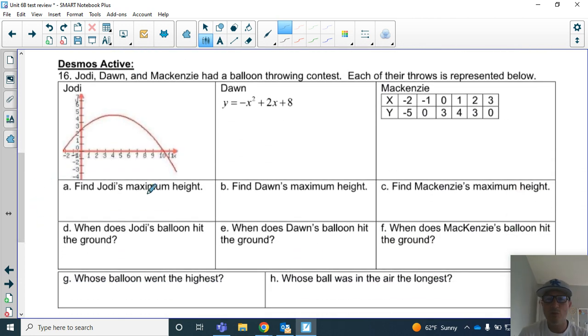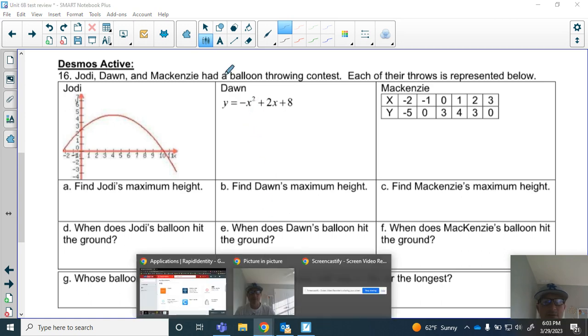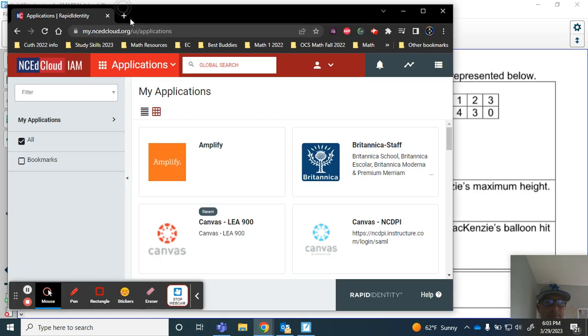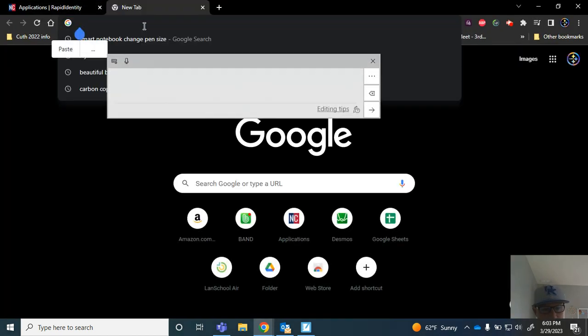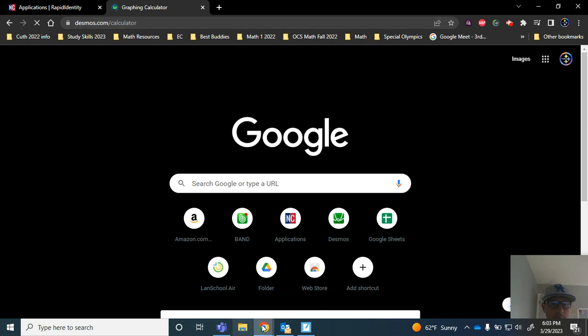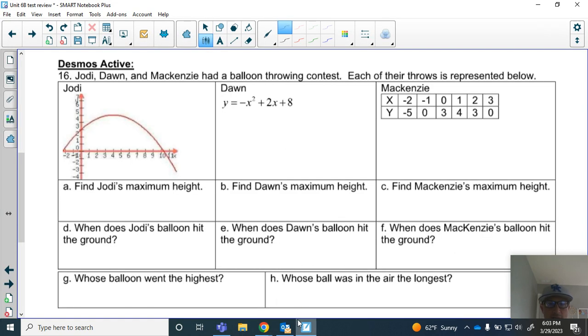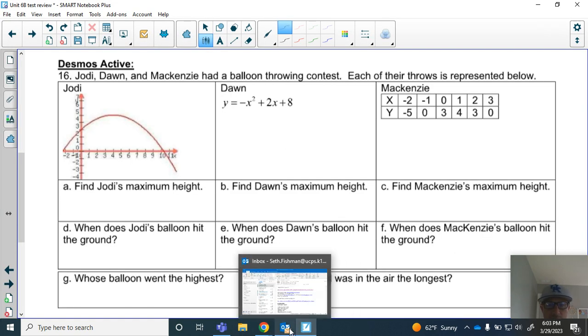All right. Desmos active. Woof, we like that, don't we? All right. So we're looking here. And actually, I guess since it says Desmos active, we can go to Desmos and we'll plug in what we need to plug in. And we have negative x squared plus 2x plus 8.